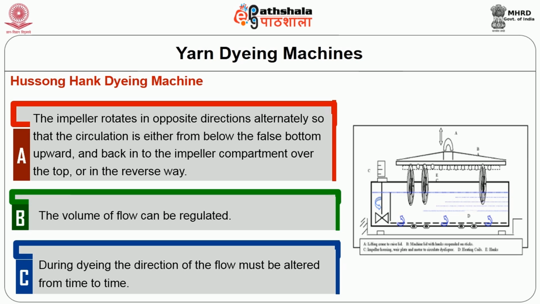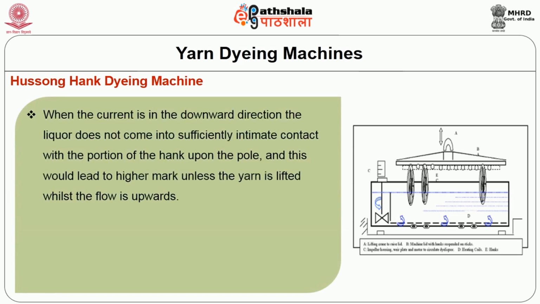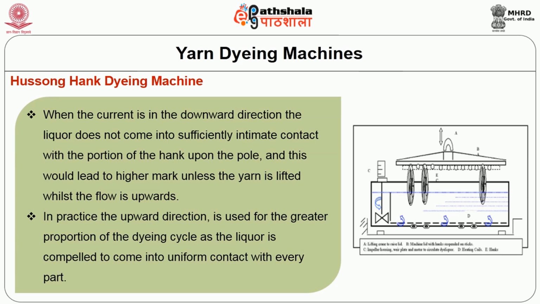When the current is in downward direction, the liquor does not come into sufficiently intimate contact with the portion of the hank upon the pole, and this would lead to higher mark unless the yarn is lifted while the flow is upwards. In practice, the upward direction is used for the greater portion of the dyeing cycle, as liquor is compelled to come into uniform contact with every part.